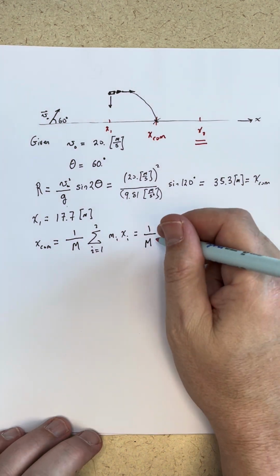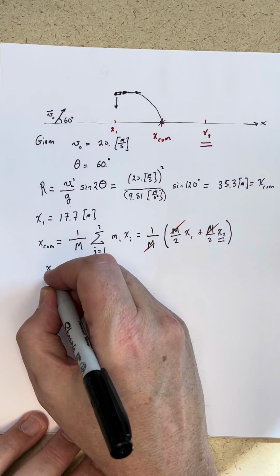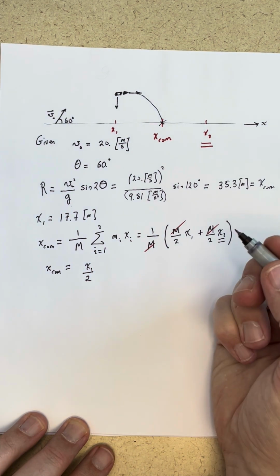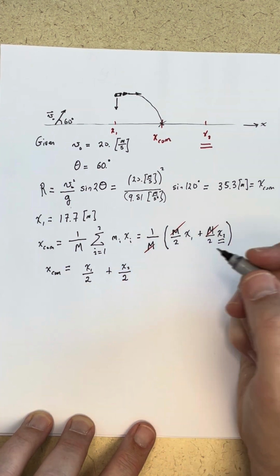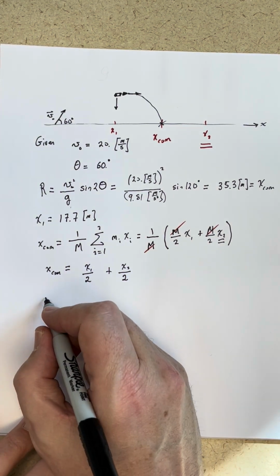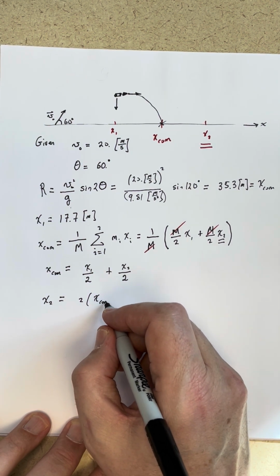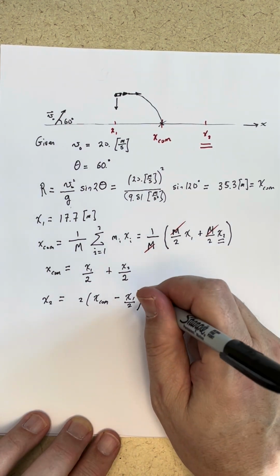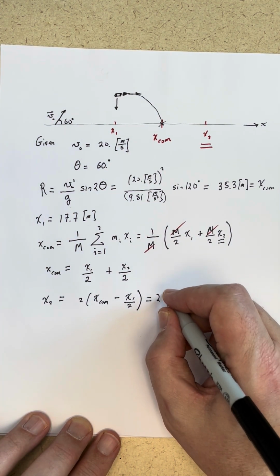And we'll observe that total mass cancels out. Don't need to know it. So we have an equation that looks like x of the center of mass is equal to x1 over 2 plus x2 over 2. Solving for x2, we'll have x2 is equal to twice x of the center of mass minus x1 over 2. And now everything on the right hand side is known in terms of our calculating the range. So you just plug those in for the plug and chug stage.